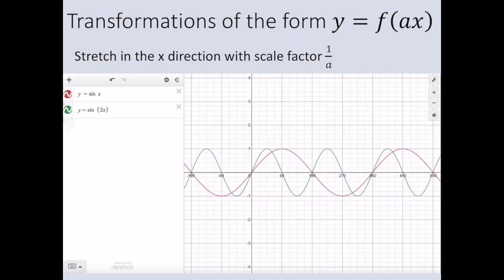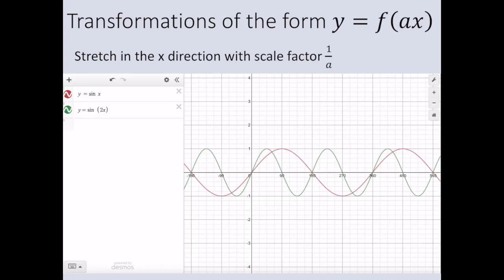Okay, transformations of the form y equals f of ax. Note again that a is inside the bracket. This time we get a stretch with a scale factor of 1 over a in the x direction. So I've drawn the graph of y equals sine x in red again, and the graph of y equals sine 2x is drawn in green.